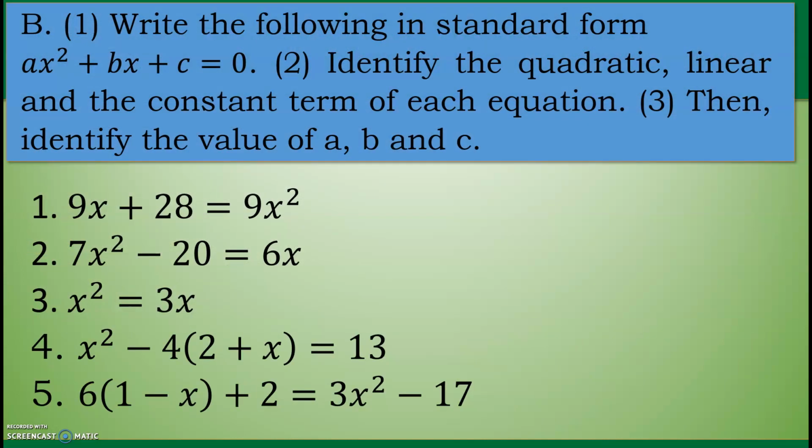Okay, so write the following in standard form: ax squared plus bx plus c equal to 0. Identify the quadratic, linear, and the constant term of each equation. Then identify the value of a, b, and c. Okay, so in putting the equation into standard form, we always set the quadratic term as positive. Alright, so yeah, you have to consider the quadratic term must be positive.